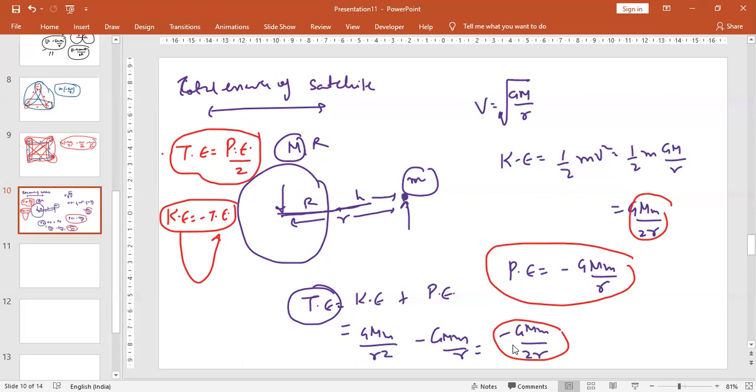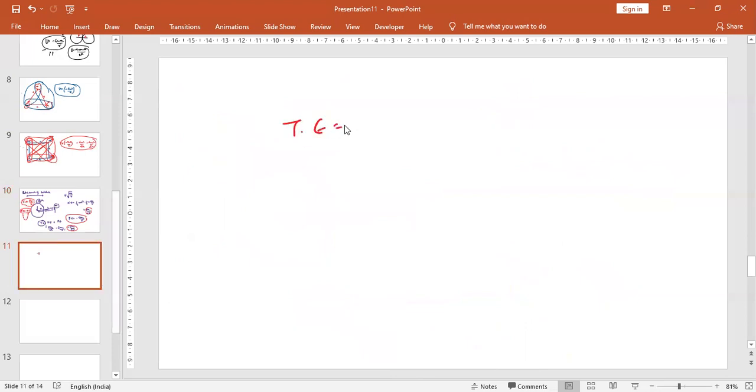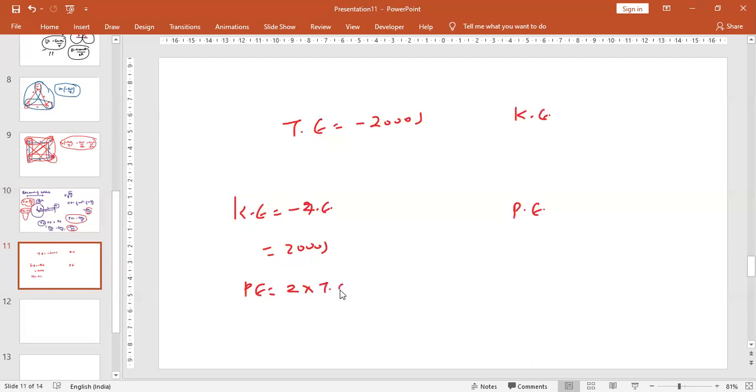Clear, sir. Clear? So suppose in a question it is given that total energy is minus 2000 joule. What will be the kinetic energy, and what will be the potential energy? Kinetic energy is the negative of total energy, so kinetic energy will be 2000 joule. And potential energy will be 2 into total, so it will be minus 4000 joule.